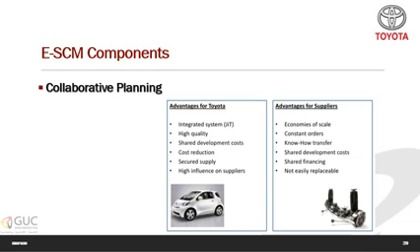The advantages gained by Toyota are integrated systems, a high quality of product delivered, shared development cost, so the cost is reduced, secured supply, channels of communication, and high influence on suppliers. While the advantages gained by suppliers are cost reduction, constant orders, know-how transfer, shared development costs, shared financing, and being not easily replaceable from Toyota.